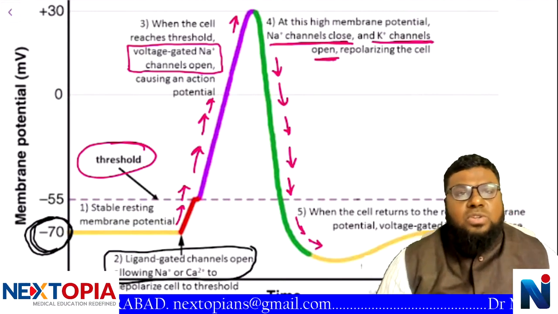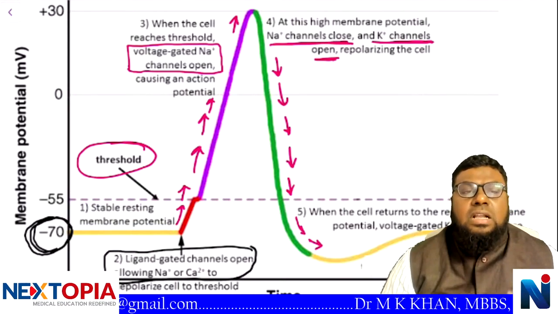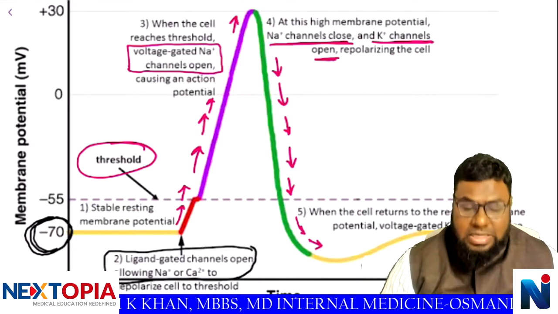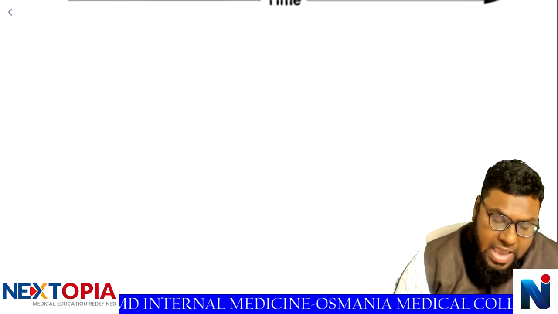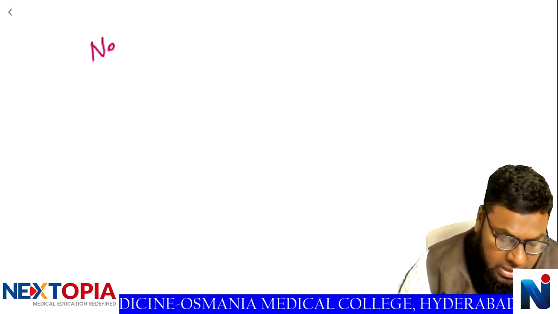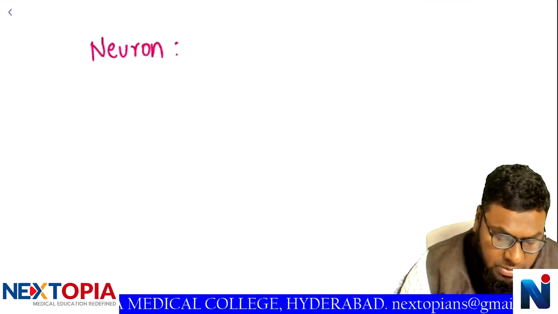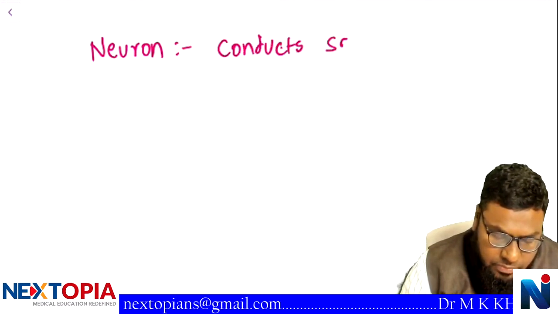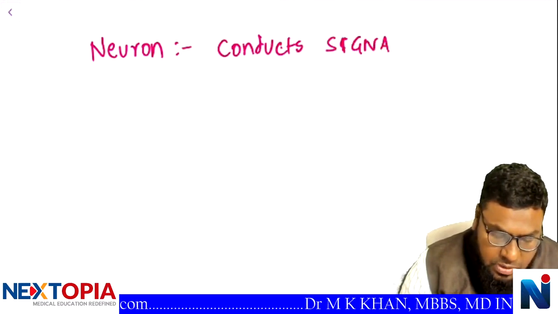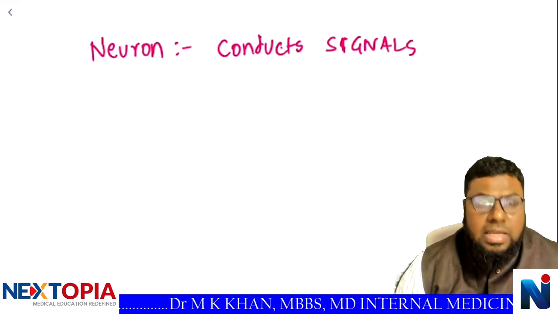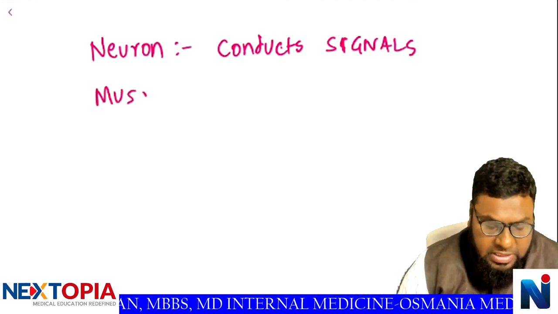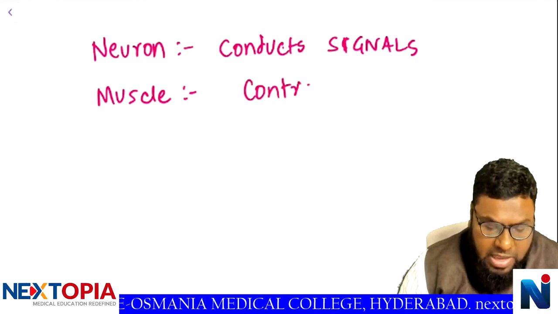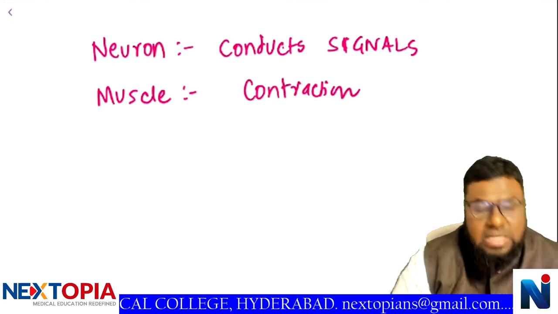So what is the purpose of this? What is the function of this action potential? In a nerve, the action potential serves the important function of conduction of neuronal signals. In a neuron, the action potential is responsible for conduction of signals. Whereas in a muscle, the action potential is responsible for bringing about muscle contraction, hence the activity to initiate muscle contraction.